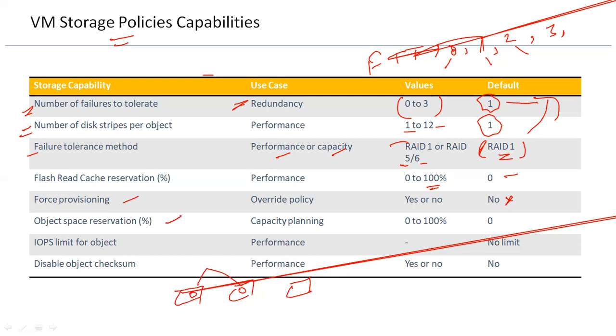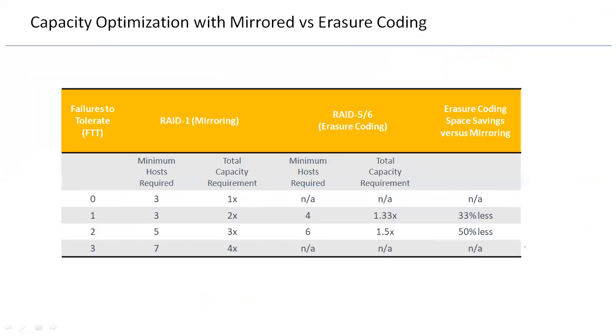Object space reservation is 0 by default; if we want to make some reservation, we can. IOPS limit: there is no limit defined by default, but if you want to define a limit per object, you can. Disable object checksum is No by default; if you want to enable it, you can select Yes. Now, a comparison of the different failure to tolerate policies with erasure coding. Taking FTT 0, the minimum required hosts is 3, and the capacity is 1x.